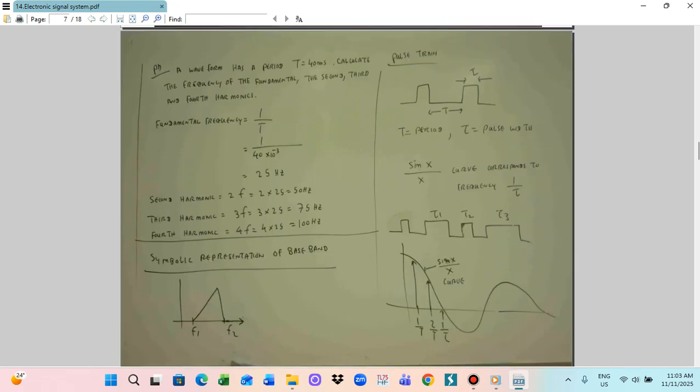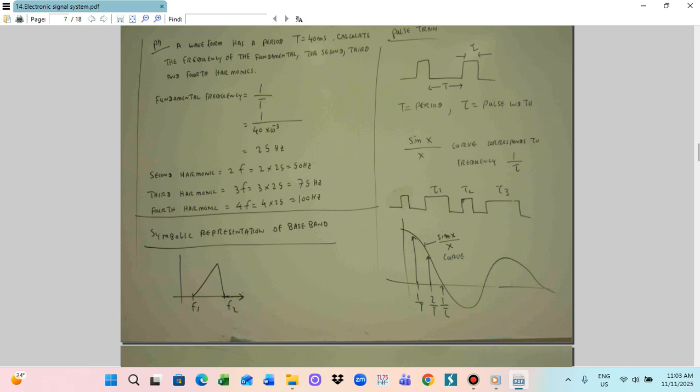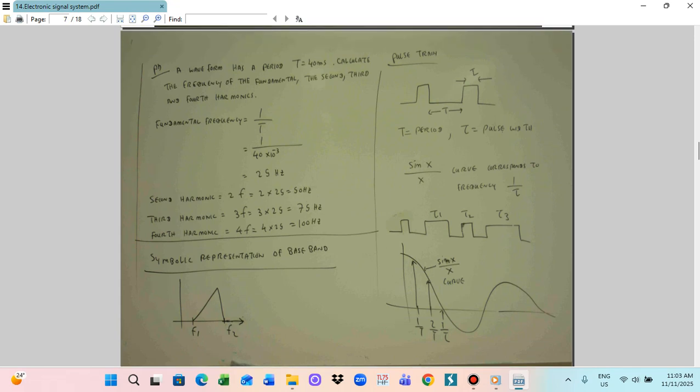Problem: the waveform has a period of 40 milliseconds. Calculate the frequency of the fundamental, second, third, and fourth harmonics. The fundamental frequency is 1 by T. Here T is 40 milliseconds, that is 40 times 10 power minus 3. By solving this, you get 25 Hz. The fundamental frequency is 25 Hz.